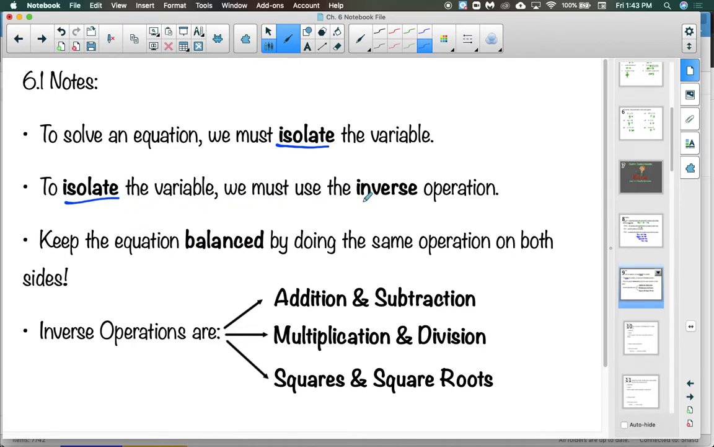To isolate the variable, we are going to use the inverse operation of what's going on in the problem. We're going to keep the equation balanced by doing the same operation on both sides. That's really important here. Keep your equations balanced. And just a review of your inverse operations, we know addition and subtraction are inverses, multiplication and division are inverses, and a new one to add to the list, squares and square roots. We'll talk more about that in Chapter 11.